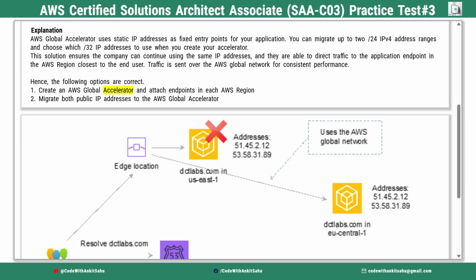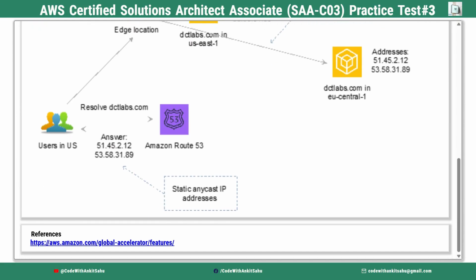Hence, the following options are correct. Create an AWS Global Accelerator and attach endpoints in each AWS region. Migrate both public IP addresses to the AWS Global Accelerator. References.